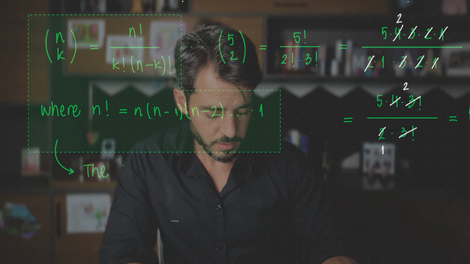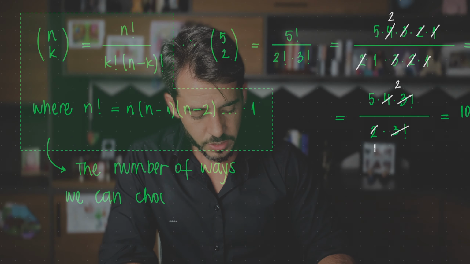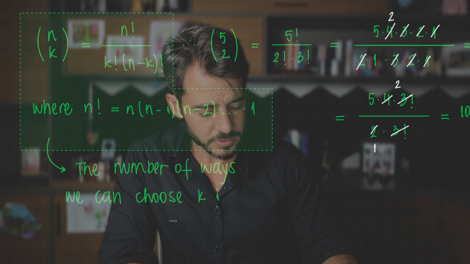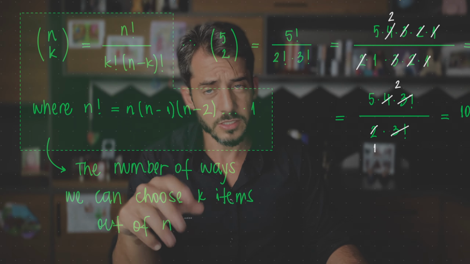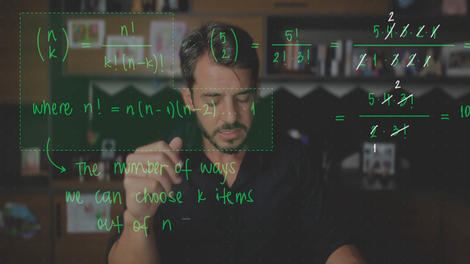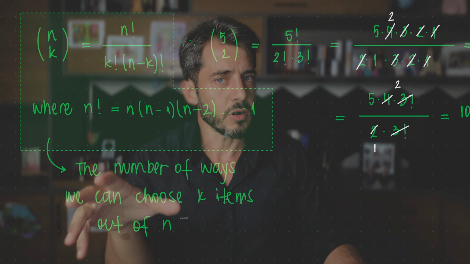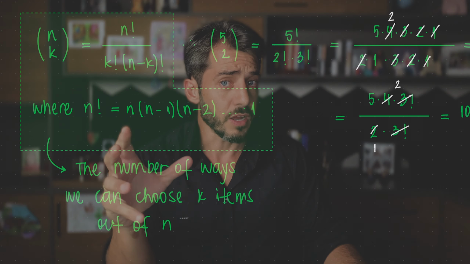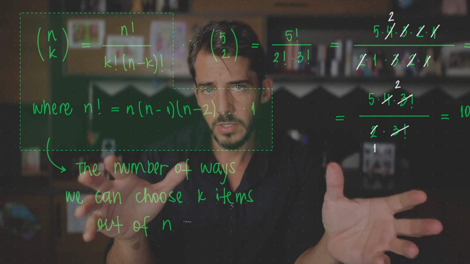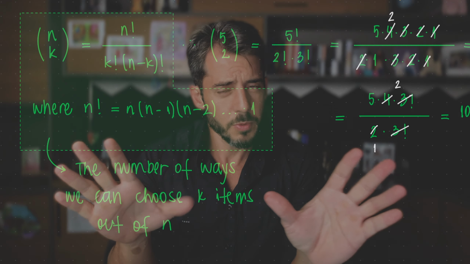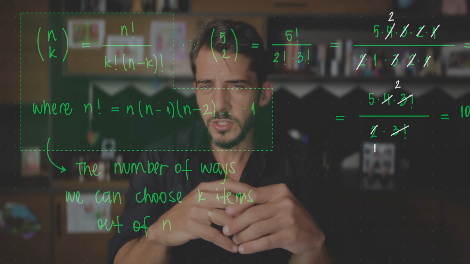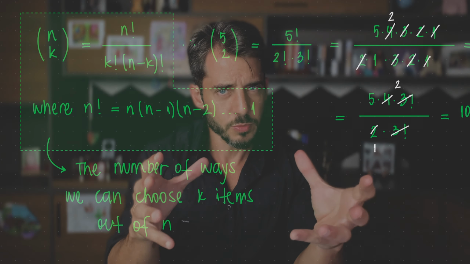This is the number of ways we can choose k items out of n. So let's say, and by the way, in this case the order doesn't matter, okay? Let's say you're forming a group of 3 people out of 5 available people, and nobody occupies a different role. Everybody occupies the same role. So the only thing that matters is what group are we forming?